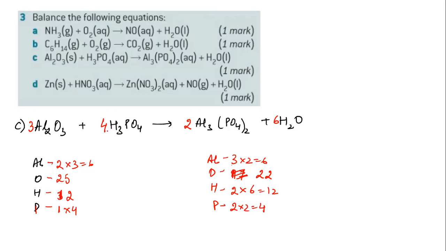Wait. This is 3 now. If I make it 6, then this will become 18. So hydrogen will become 18. Oxygen will become 6 into 4, 24. 24 plus 9, how much is that? 24 plus 9 is 33. 24 plus 9 is 33 only, na?